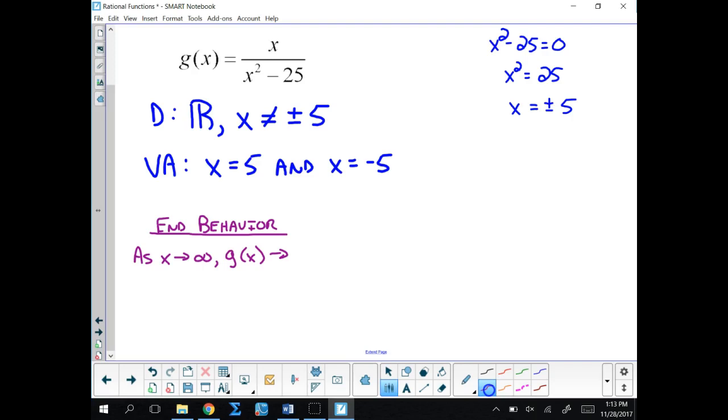Okay, but is it going to be positive or is it going to be negative? It's going to be positive. So I got a positive number divided by an even bigger positive number. What's it going to go to? 0 from above. Okay, so wait, can I just clarify this real quick? As long as the denominator is positive and the numerator is positive, it's going to go to 0 from above.